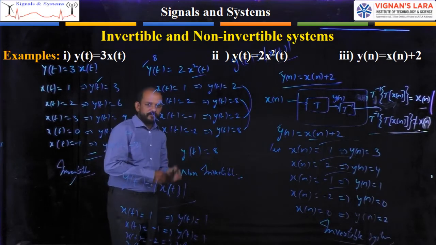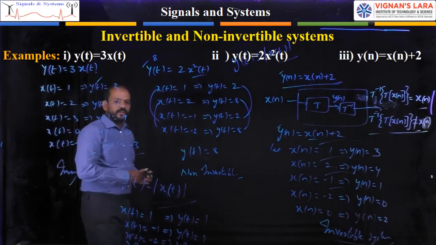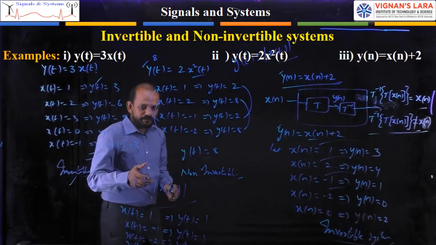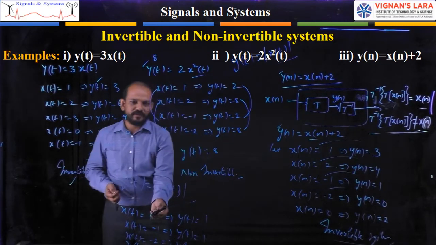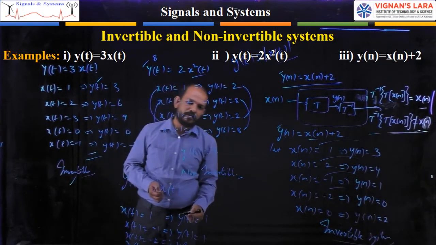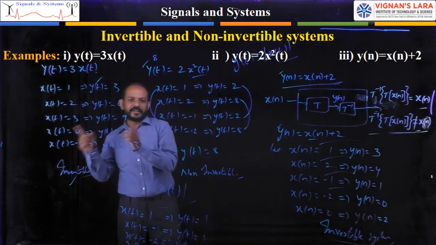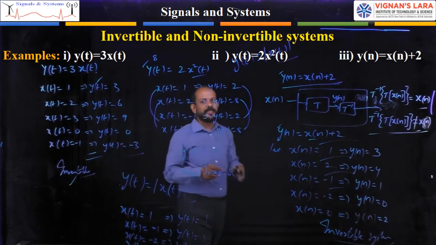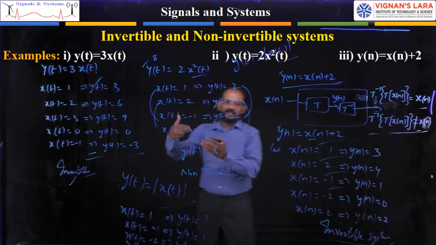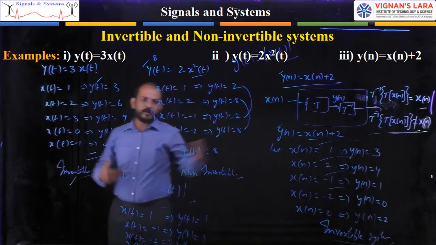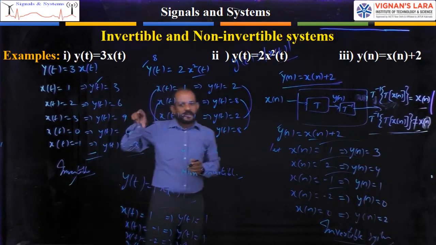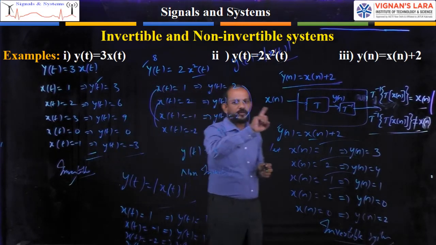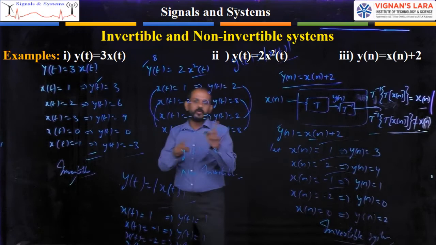Say simply, here my example is y of t equal to mod x of t. For negative values or positive values, plus 1, minus 1, the answer is only the positive one. I can take the negative values or the positive values, the output is a positive value. That is, for minus 1 and plus 1, I am getting 1. Minus 2 and plus 2, I am getting 2. Minus 3 and plus 3, I am getting 3. That is, for different inputs, I have only one output. That is many-to-one mapping.